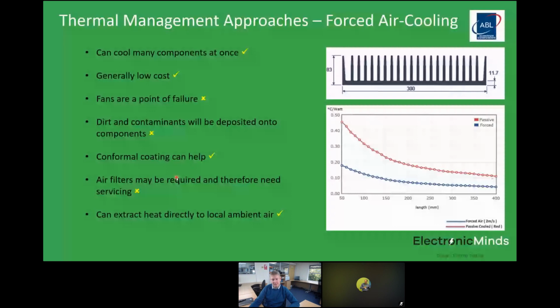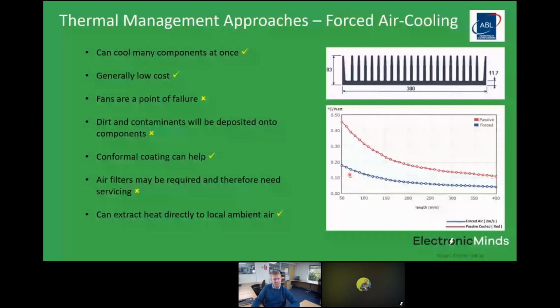This is an example of a standard sort of heat sink from this company, and you can see that you get a certain performance with passive cooling. As soon as you start blowing any sort of air over those fins, 2 meters per second here, your thermal improvement goes up by more than a factor of 2. So any sort of opportunity to blow air over your system will massively improve your thermal handling capabilities.